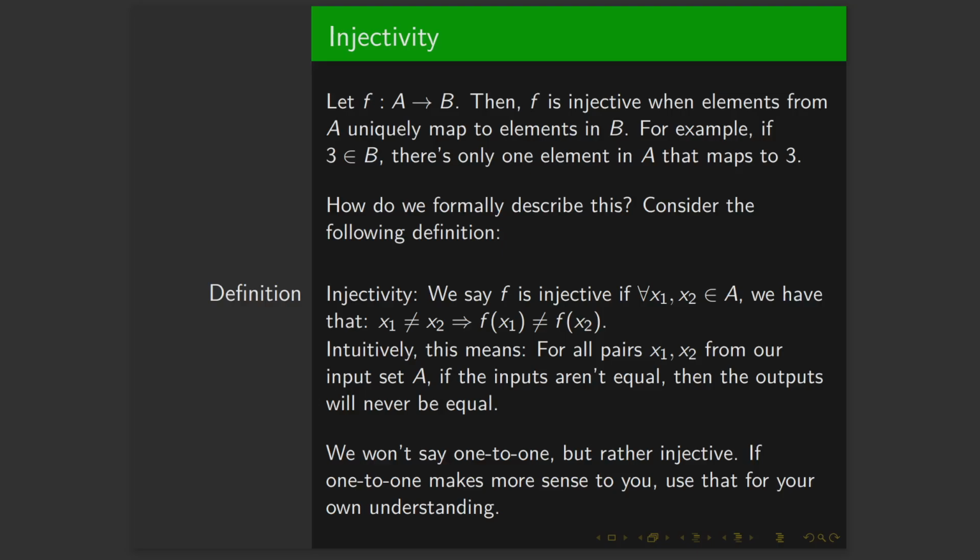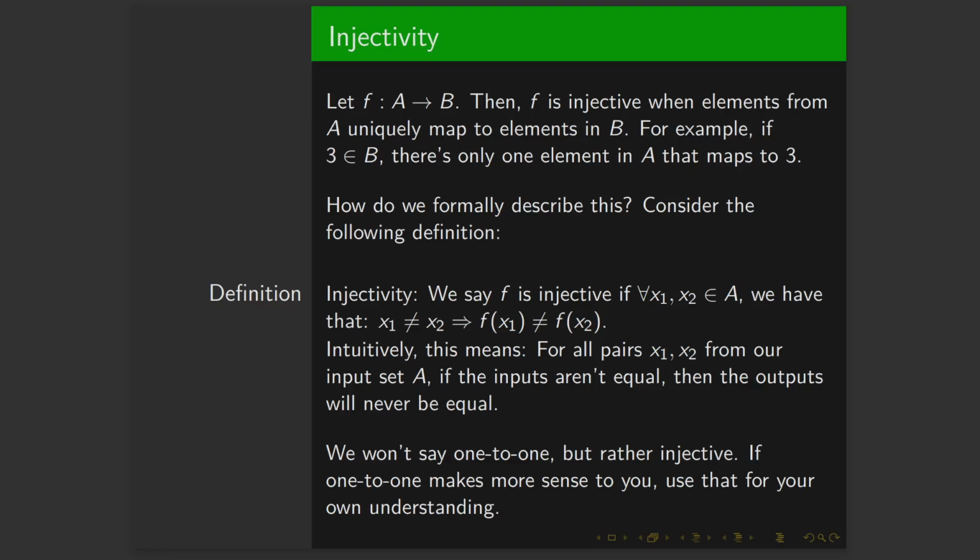So let's actually formally talk about what it means for a function to be injective. Let's have a function f that goes from set A to set B. Intuitively, f is injective when elements from A uniquely map to elements in B. So let's say there's an element, let's call it 3, in B. There's only one thing in A that maps to 3. Or theoretically, we could also have zero elements that map to 3. But the idea here is we want to motivate inverse functions. So what you can think about is at most one element that maps to 3. So how would we formally describe this?